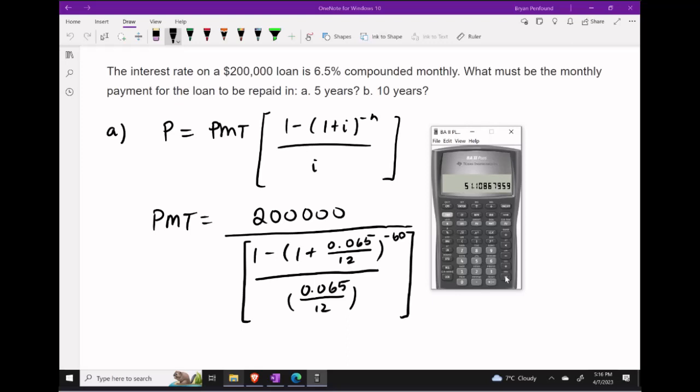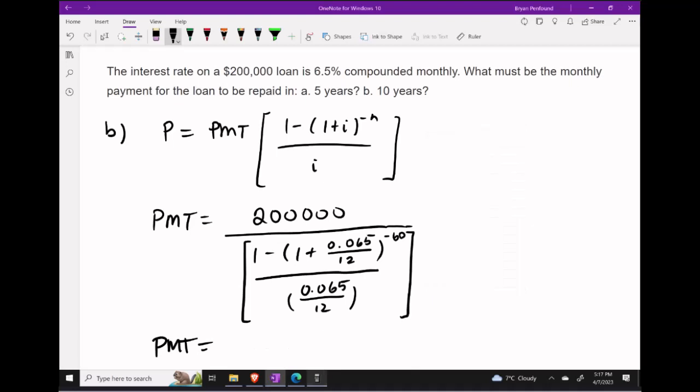So this 51.1 represents the denominator of our overall fraction. And what I want to do is move this number into the numerator so I can multiply it by 200,000. The easiest way to do this is to hit the 1 over x button. And then we're going to multiply that by our principal value of 200,000. And that shows us that the payment size for this particular loan should be roughly around $3,913.23.